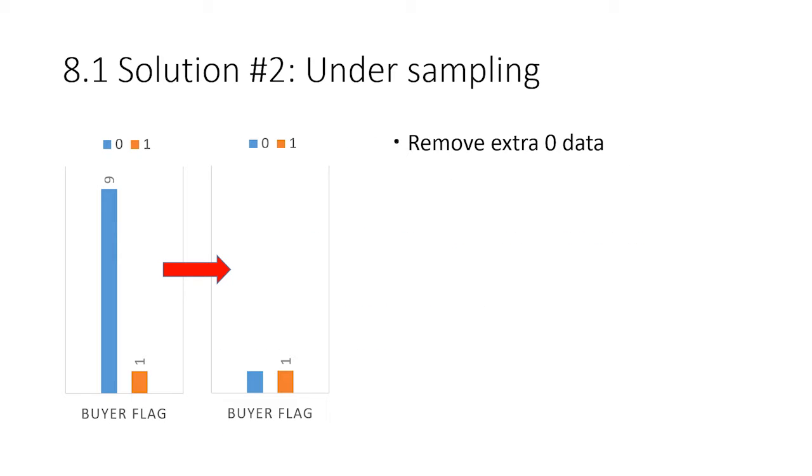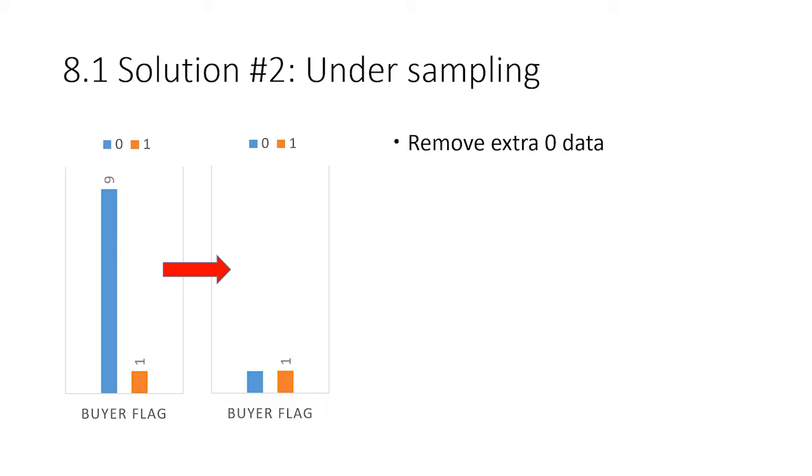Okay, let's move on to the other 2 tricks. The second trick here is undersampling. Since our problem here is that we don't have an equal number of data points labeled with 0s and 1s, why not just adjust that and make them equal? The idea is simple. We can remove the extra data points labeled with 0s to make the number of data points labeled with 0s and 1s the same.